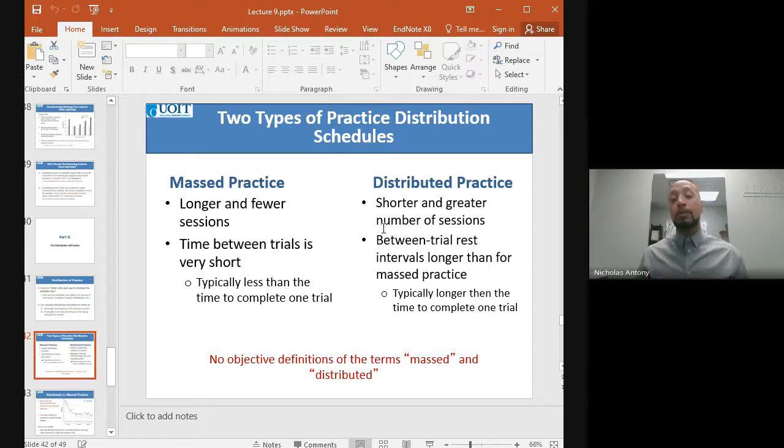But what if you had the option? Remember, you can do weekend crash courses for CPR or for even courses. Is it better to learn something with longer and fewer sessions, or massed practice? Or is it better to have distributed practice where you have shorter and a greater number of sessions? Lowest effective time, yes. And that's what research shows. And why do you think that would be, Casey?